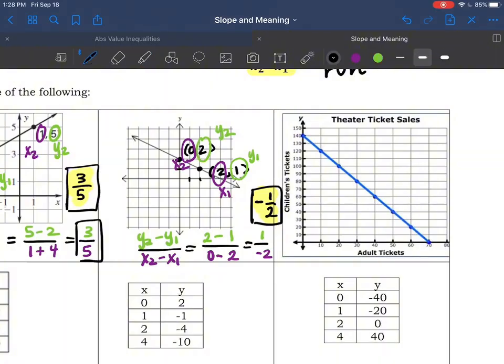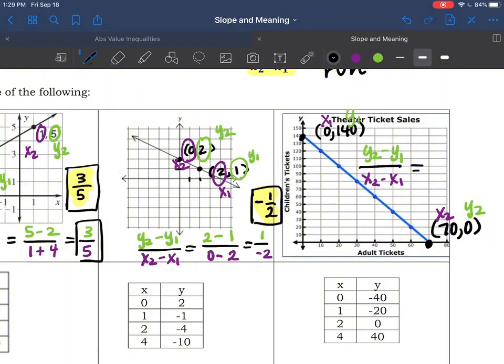Okay, for the third graph, they didn't label specific points, but we can label them ourselves. I'm going to pick the y-intercept and I like the x-intercept. Okay, so let's call this y1, y2, x1, x2. So y2 minus y1, oh, I'm going to need more room than that. y2 minus y1 all over x2 minus x1.